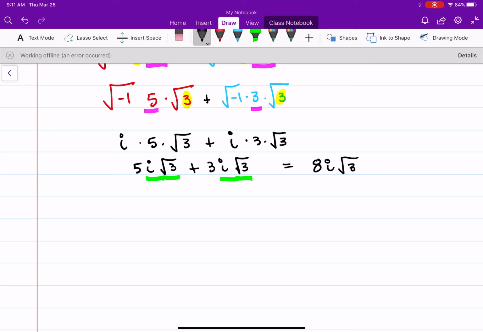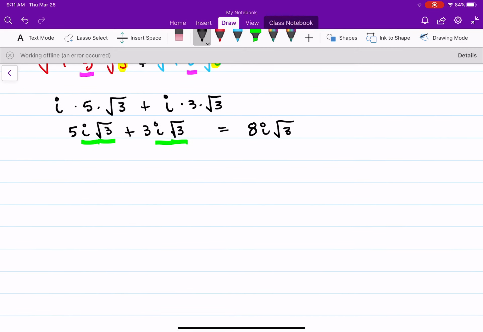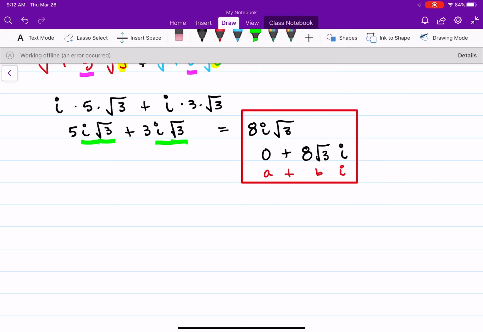So how do I write this as an a plus bi form, okay? So this is clearly the imaginary part because the i is attached to it, so I don't have a real part, okay? So I would have to do it as 0, because that's the real part, plus, watch this, 8 square root of 3 i, okay? So that would be my a plus bi form. So that's what I have to be careful with, okay? And make sure you put a little space after the radical so that the i doesn't look like it's under the radical. Okie dokie.